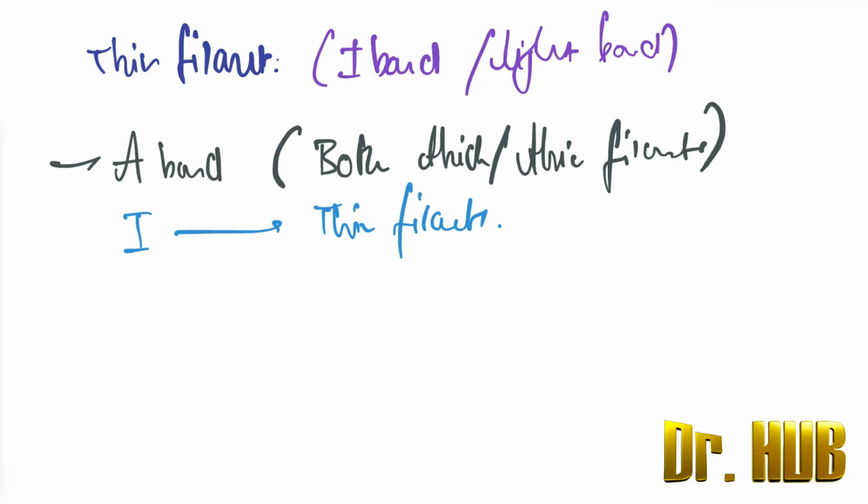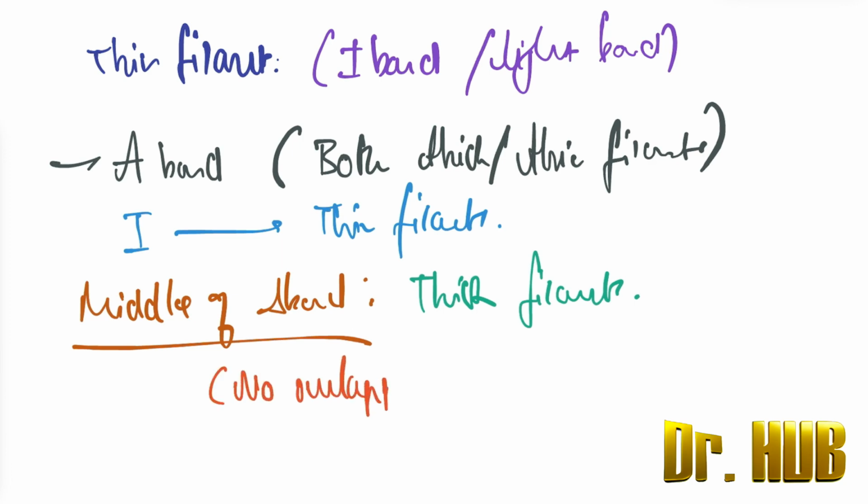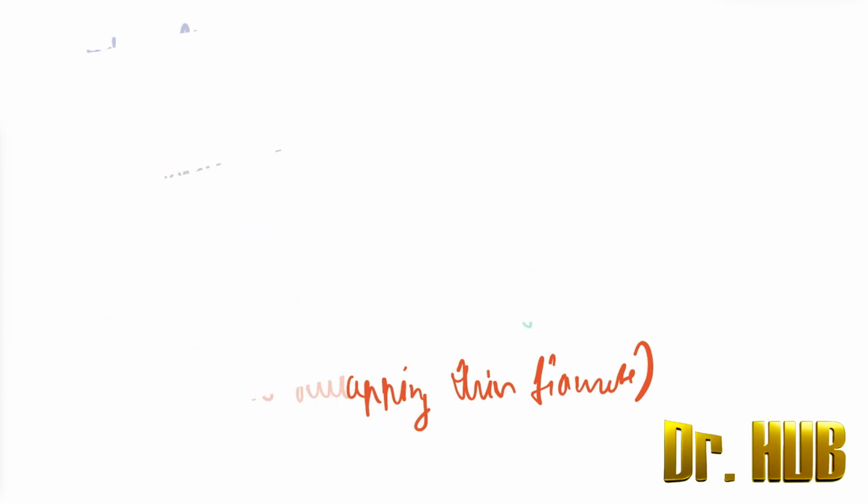What is present in the middle of the A band? In the middle of the A band, there are only thick filaments, and there are no overlapping thin filaments. This zone, where there are only thick filaments and no overlapping thin filaments, is known as the H zone.